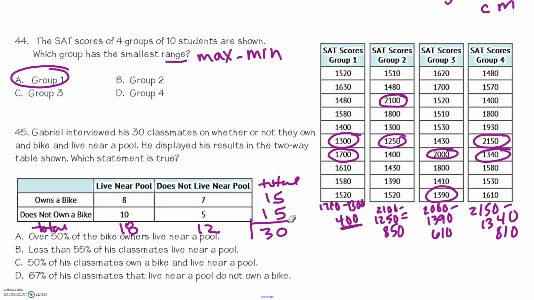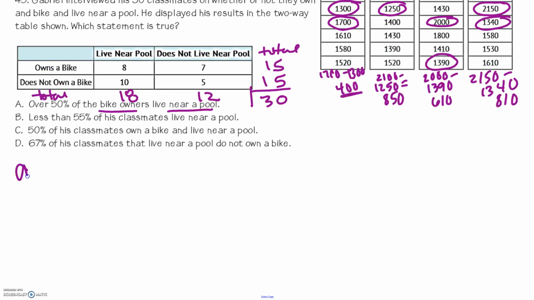So the first one says over 50% of bike owners live near a pool. Okay? Well, how many people own bikes? The total that owns bikes is 15. Of those 15, how many live near a pool? 8. All right, so for A, I'm going to extend this page. So A, if I do my work, 8 out of 15 is what I'm looking at.